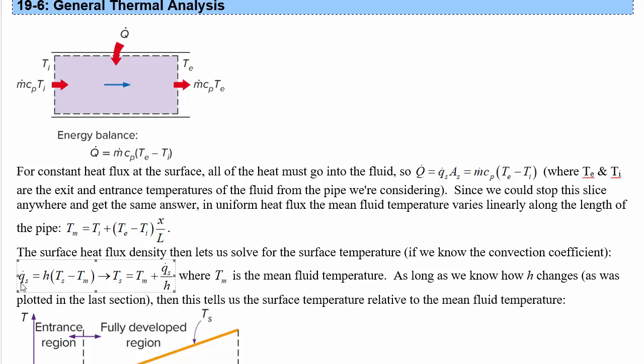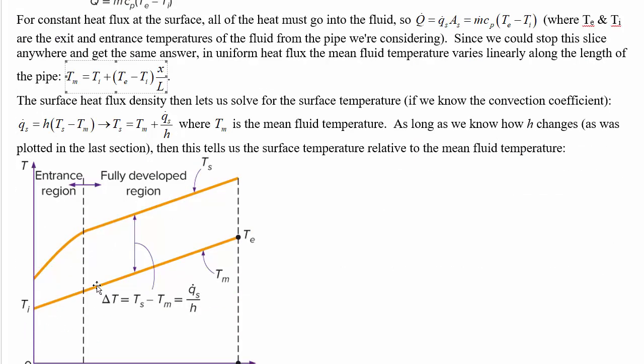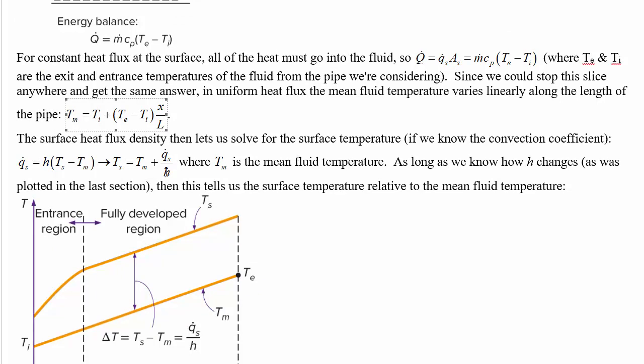So the rate of heat entering at a given spot must be equal to the convection coefficient times the difference between the surface and the mean temperature. And so the surface temperature has to be equal to this mean temperature plus Q dot divided by H. Now, since the mean temperature we figured out is linear, this lets you figure out what the surface temperature has to be doing. In the fully developed region, H is a constant. So this difference from the mean temperature must also be a constant, which means that the surface temperature is a constant offset from the mean temperature.